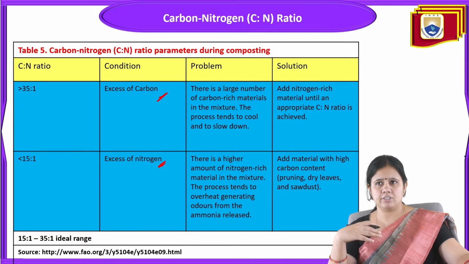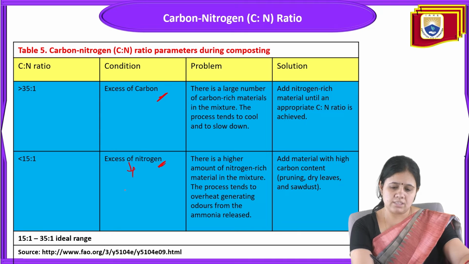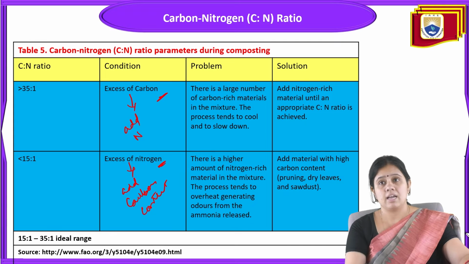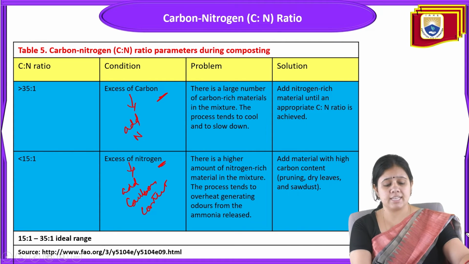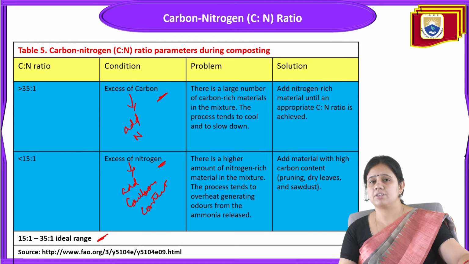If carbon content is more, then we should add some nitrogen rich material. If nitrogen content is more, or an excess nitrogen condition is created, then add some carbon content. So these are the solutions. And you can see that the ideal range for this C/N ratio is 15 to 1 to 35 to 1. So this is about the perfect C/N ratio parameter during the composting process.